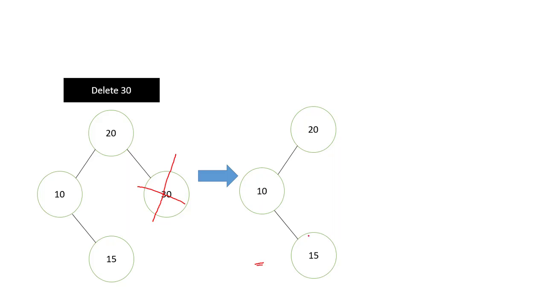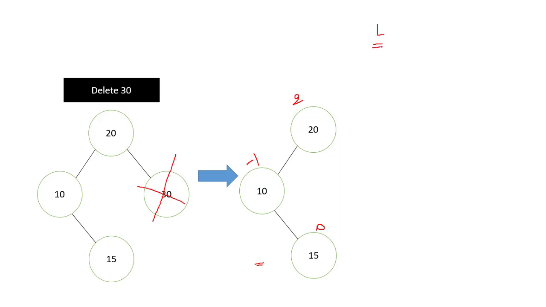Now check the balance factor of all the nodes. The balance factor of 15 is 0. The balance factor of 10 is -1. The balance factor of 20 is 2 now. Now I have deleted the element at the right side, so the tree becomes heavy on the left side. So this is called L imbalance.